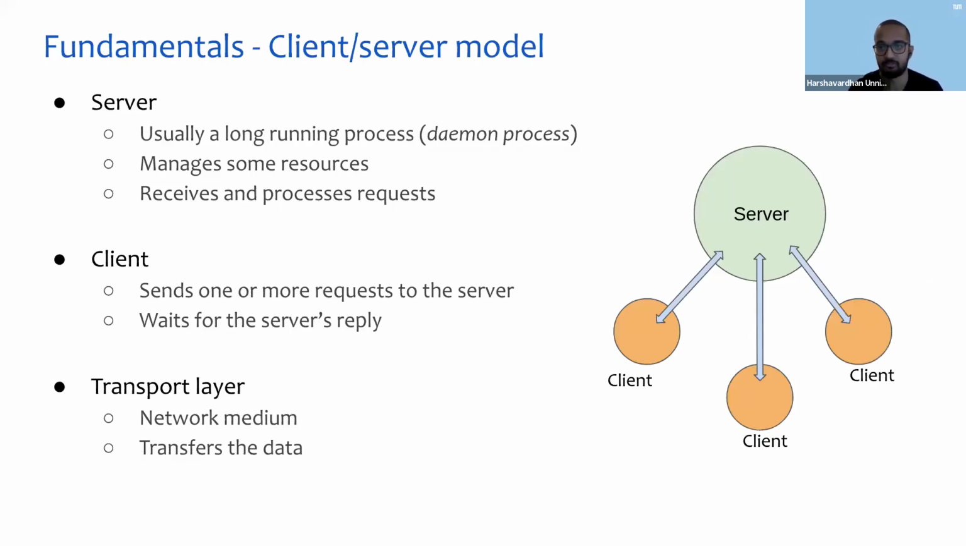Traditionally, different nodes on machines communicate with each other in a client-server architecture, as shown in this picture. The server is usually one or more long-running processes that owns and manages some resources. The server process accepts, receives, and processes clients' requests. On the other hand, clients send requests to the server over the network and probably wait for some reply. The communication is achieved through the transport layer, namely the network medium, which transfers the data between the two endpoints of communication.